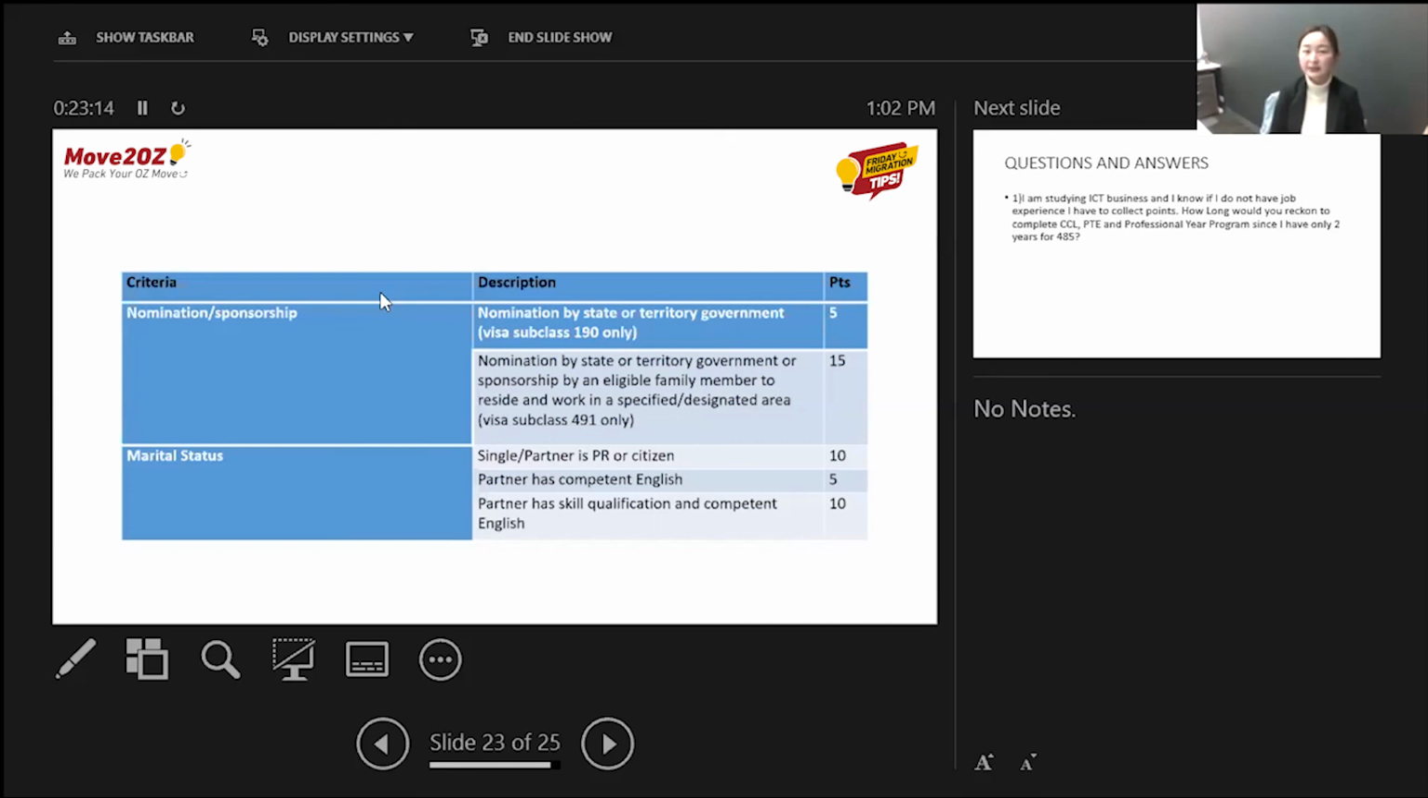But for 190 and 491, if you are in South Australia, Adelaide, Darwin, Tasmania, Hobart, and you can meet 65 points, there is a very high chance of getting PR. That's why everyone is talking about regional areas or regional sponsorship, because the requirements are much lower than those big cities. So here is a brief introduction of the point test.